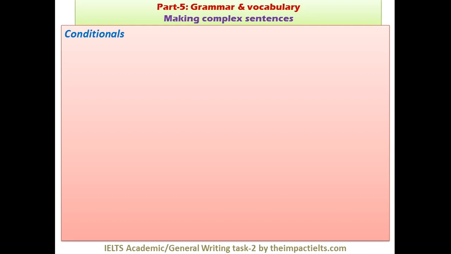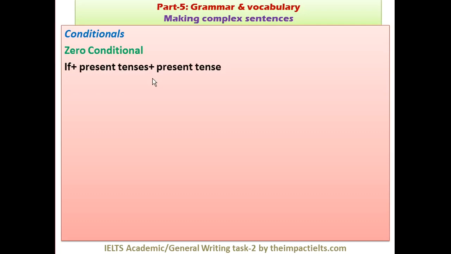Here we are talking about how to make conditional sentences, because conditional sentences are considered complex sentences, and it is always beneficial to use them while writing your task. So let's try to understand how many types of conditional sentences there are, and I'll try to give you one or two relevant examples which will help you understand them. Right. So let's begin with the first conditional sentence, which is known as zero conditional.